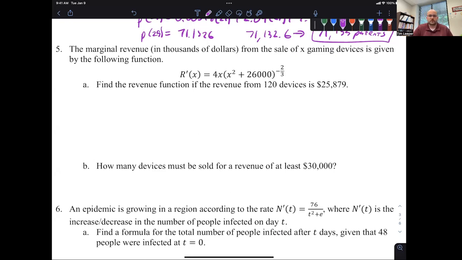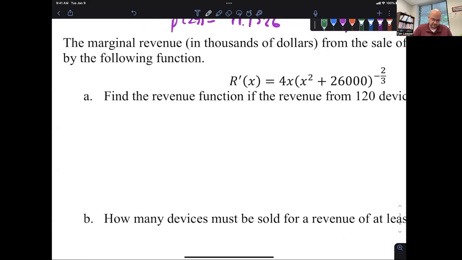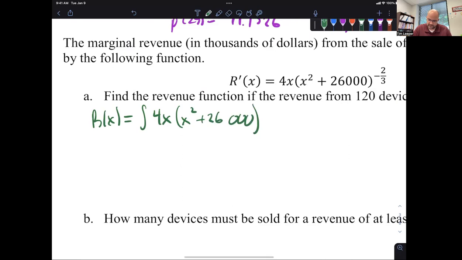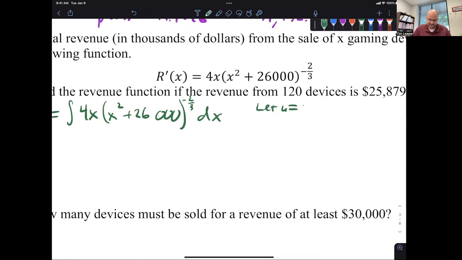$25,879. Okay, since this is the marginal revenue, the actual revenue function, R of x, will be the antiderivative of your derivative function, which is 4x times (x squared plus 26,000) raised to the negative 2/3 power dx. Now, in this case, it's best to use u substitution. So I'm going to say, let u equal what's in parentheses, in this case, x squared plus 26,000.